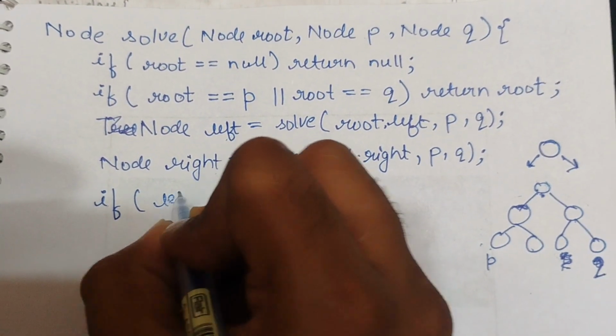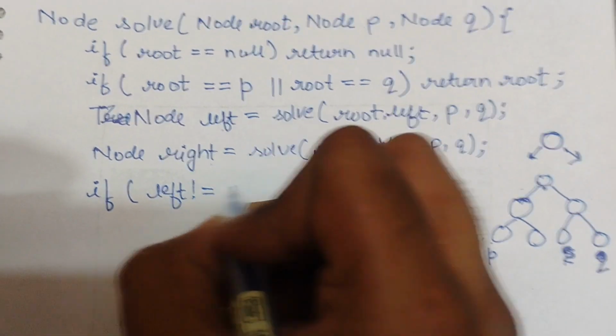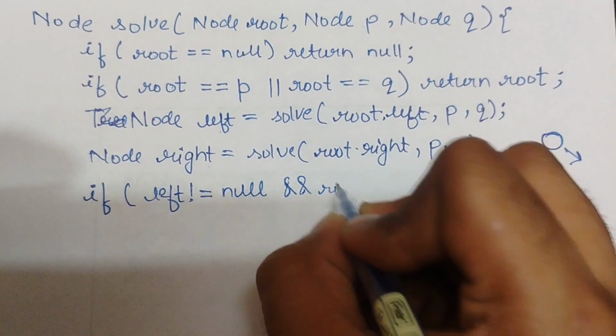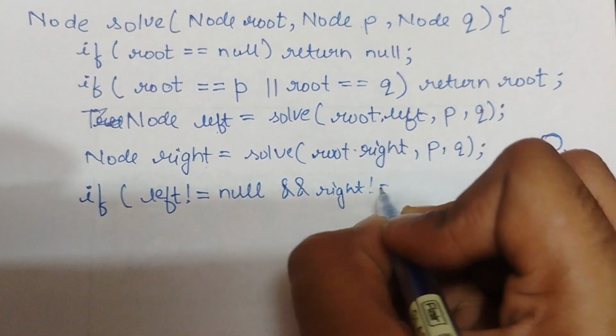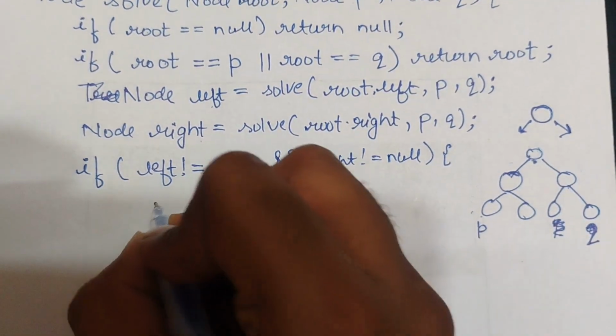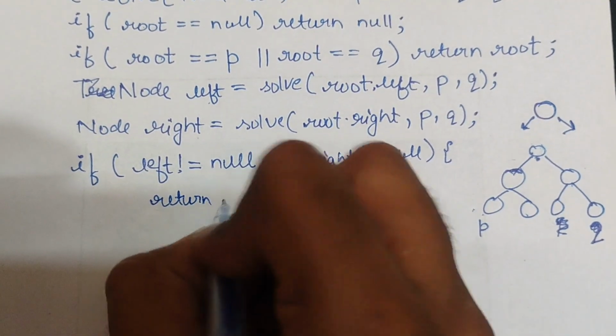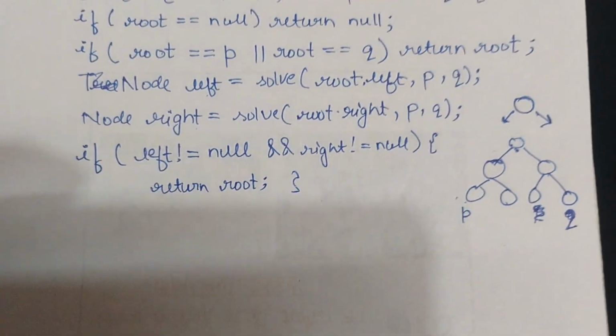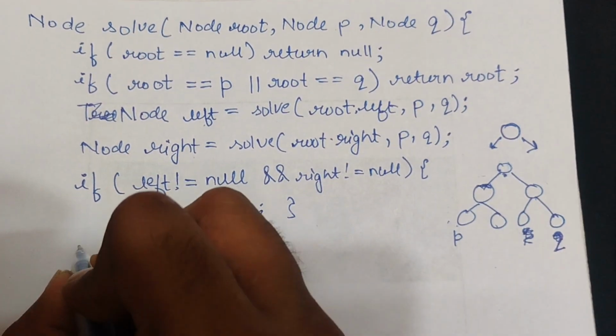I'll write, and that will not be null. I'll write if left is not equal to null as well as right is also not equal to null. If this is the case, then return root. Okay, then return root.